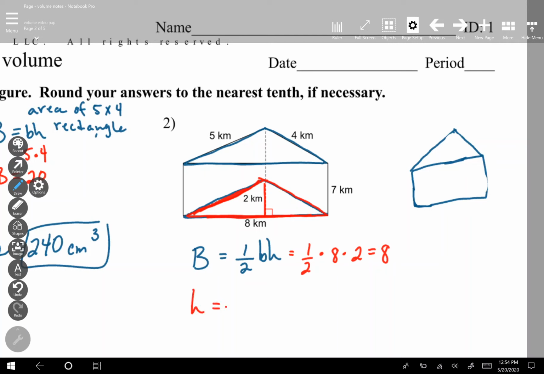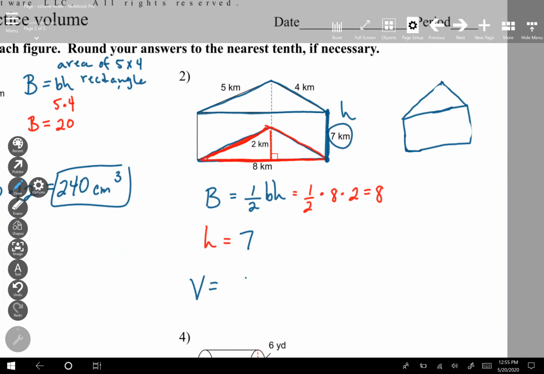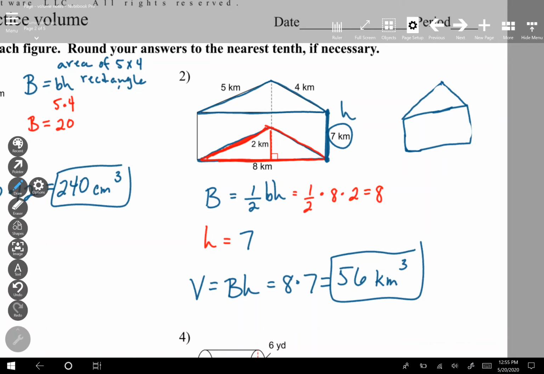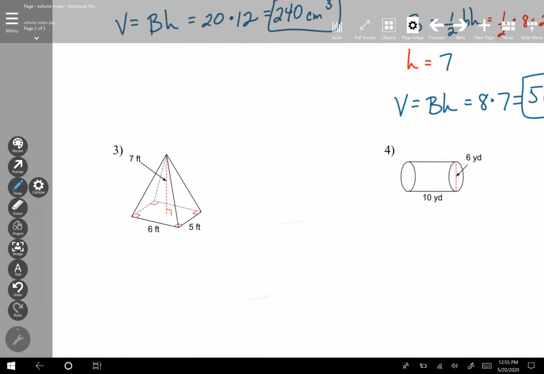Now the height of my prism, okay, this is of the prism. This is the distance between the two bases. So from one triangle down to the other triangle, if I draw a straight line between them, I can see the height is 7. And now, again, it's a prism, so the volume formula is area of the base times the height. So what was my area of the base? 8. What is my height? 7. So 8 times 7, 56 kilometers cubed. Just remember, when you're doing this on the quiz, don't put in the units, just put the answer in there.